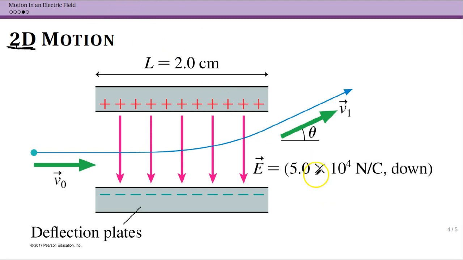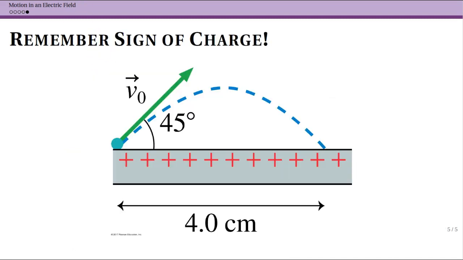Now, one quick thing to point out here is that you could ask in this problem, what type of particle is it? Well, because it's deflected upwards, the acceleration that it's experiencing is clearly in that direction, opposite of the electric field. Therefore, this must be a negatively charged particle. So again, calculating the sign of charge is something that's important, or remembering it.